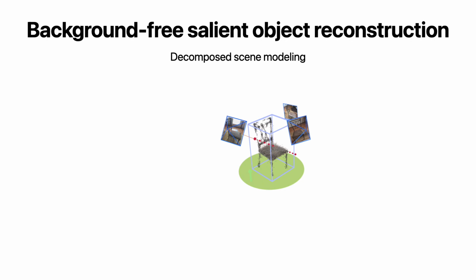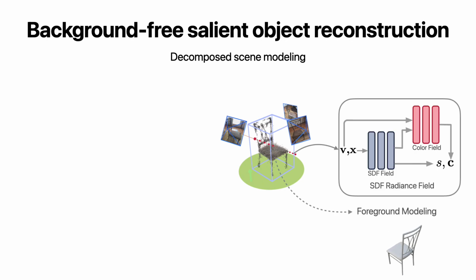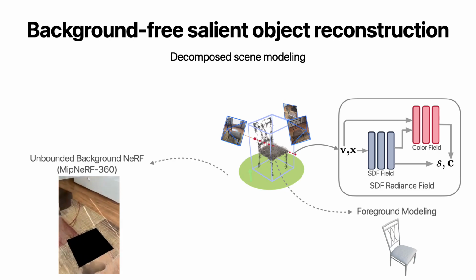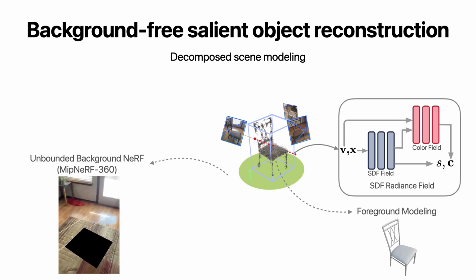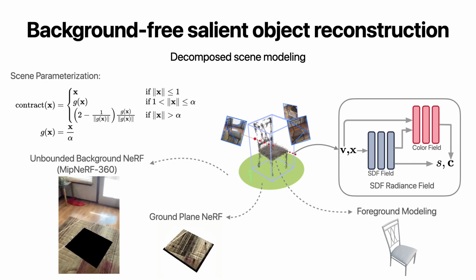More specifically, we use an SDF-based radiance field to represent regions within the object bounding box, and use a NeRF for unbounded background regions. Additionally, we use a separate tiny NeRF to model regions around the ground plane supporting the object. For scene parameterization, we use a foreground object-aware version of the contraction function proposed in Mip-NeRF 360 to model unbounded scenes. Different from Mip-NeRF 360, which focuses on the modeling of the entire unbounded scene, we pay more attention to the reconstruction quality of foreground objects.